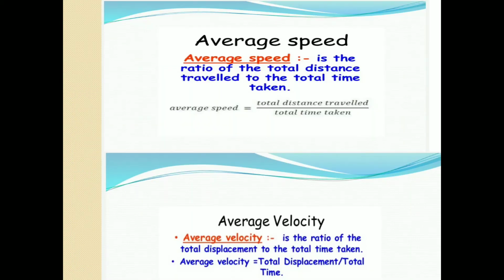Next is average speed and average velocity. So you have to remember that. What is meant by average speed and what is meant by average velocity? And 100% surely, you will get one sum regarding average speed and average velocity.